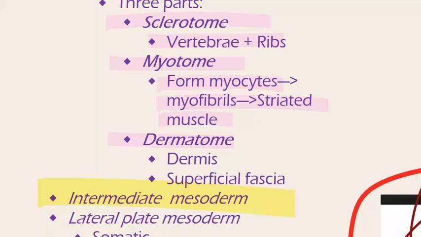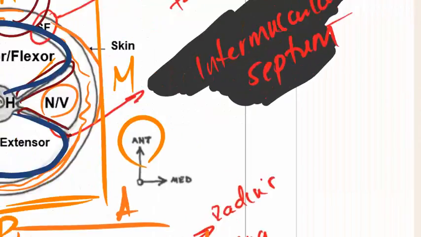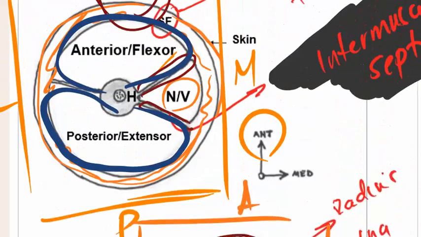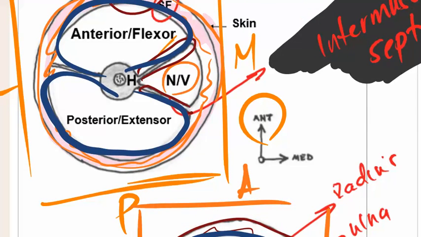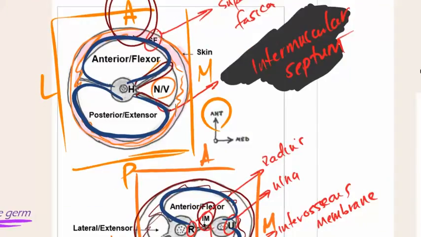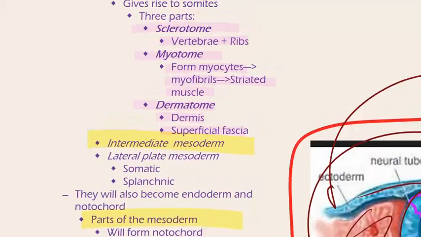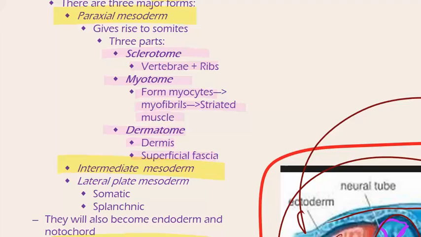As it's moving into the future limb bud, it would give rise to the dermis and superficial fascia. And remember, we talked about how this is superficial fascia. Associated with your skin, you have the epidermis and the dermis. The dermis is the lower part of the skin. I'm just showing you where stuff is coming from.